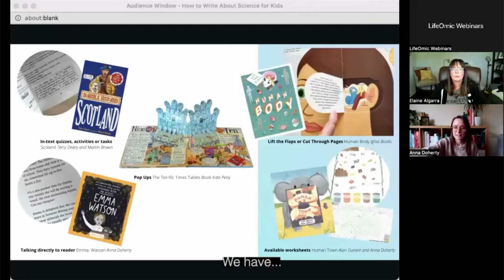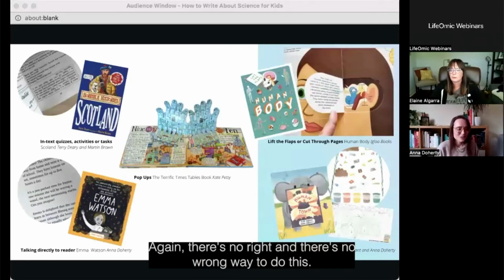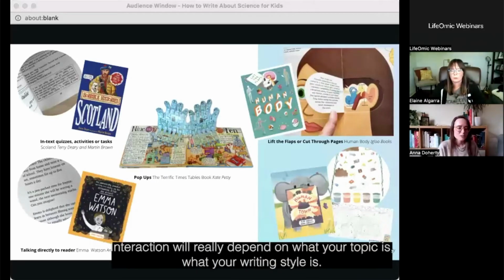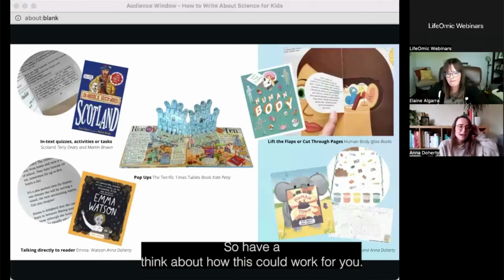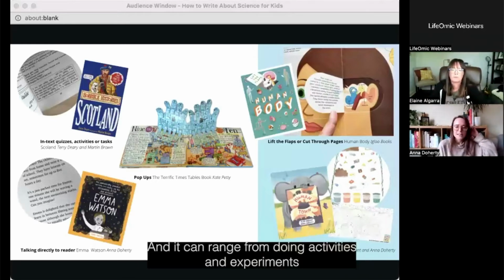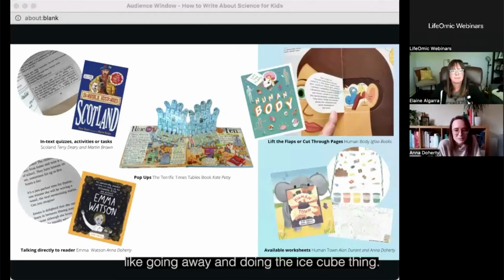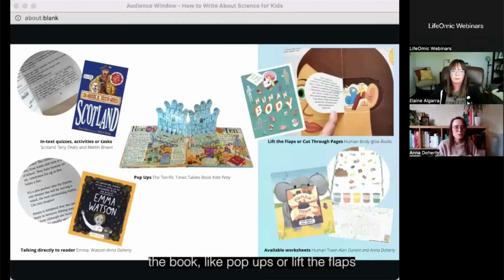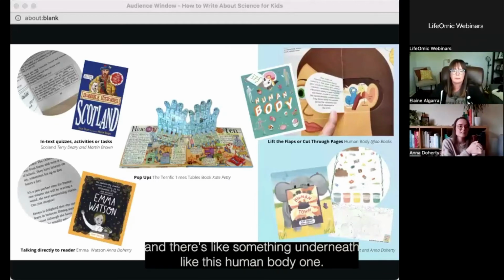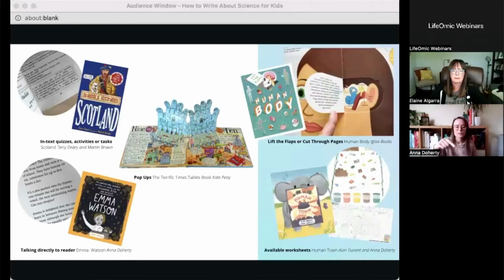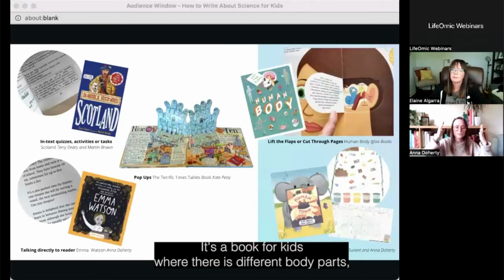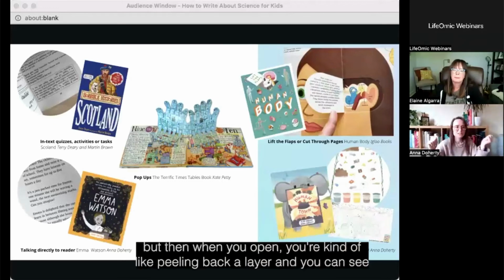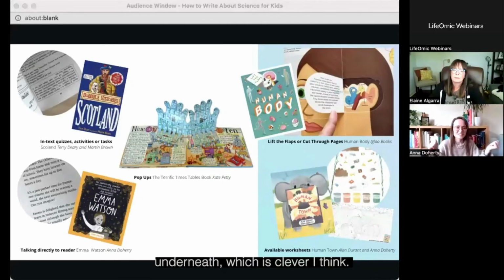Again, there's no right and there's no wrong way to do this. Interaction will really depend on what your topic is, what your writing style is, what your target audience is. So have a think about how this could work for you. And it can range from doing activities and experiments, like going away and doing the ice cube thing, or it can be like an interaction physically inside the book, like pop-ups or lift the flaps and there's something underneath, like this human body one. It's a book for kids where there's different body parts, but then when you open, you're kind of peeling back a layer and you can see underneath, which is clever, I think.